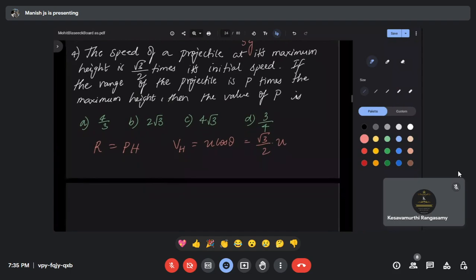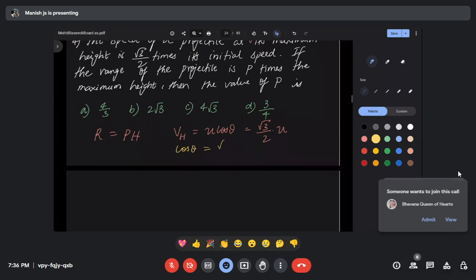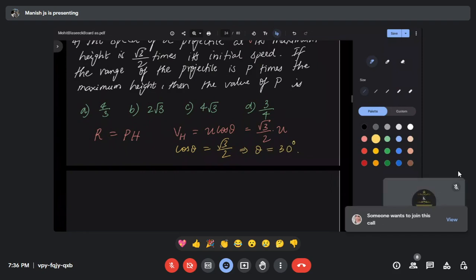Once we got this relation, what is cos theta from this? If U cos theta is root 3 by 2 U, the U will get cancelled and you get cos theta equal to root 3 by 2, which implies theta is cos inverse of root 3 by 2, that is 30 degrees. So you get theta as 30. Once you got this, now coming to the range part.